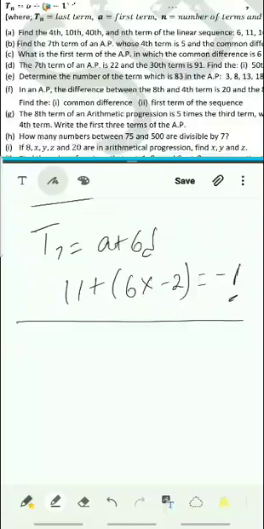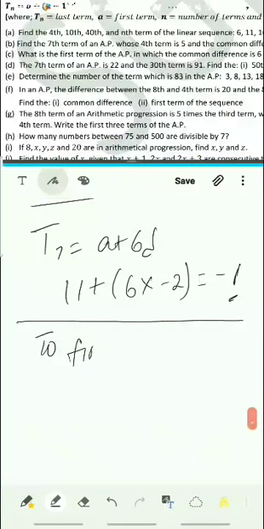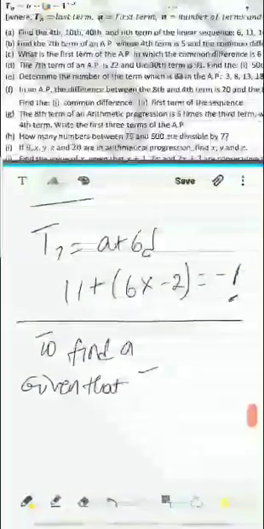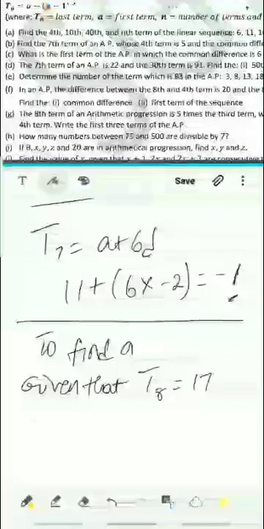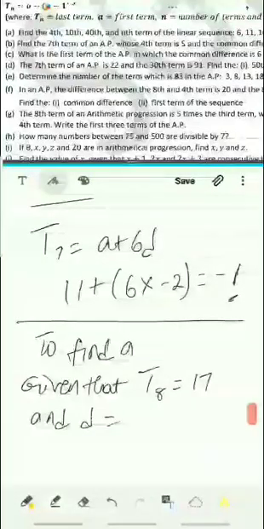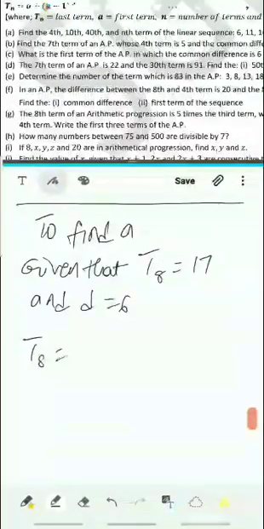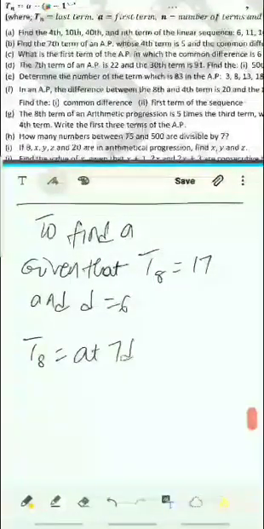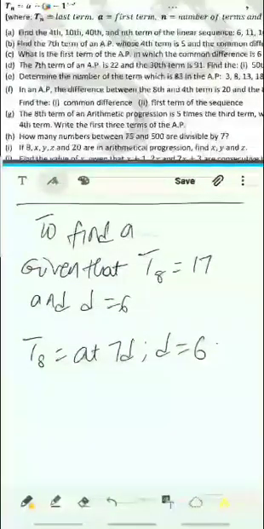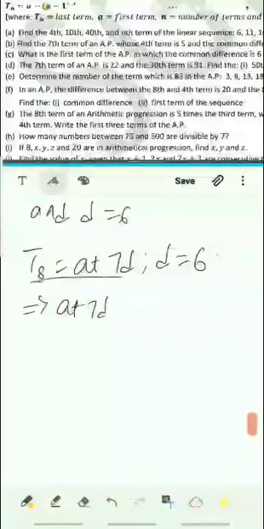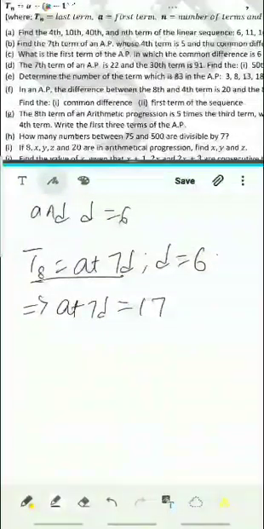Okay, to find A, given that T subscript 8 is equal to 17 and D is equal to 6. T subscript 8, that's T8, is what? A plus 7D, and D is equal to 6. Don't forget that the 8th term is 17. It means A plus 7D, this 8th term is 17. Now substitute the value of D inside this equation so that we'll be solving for A.